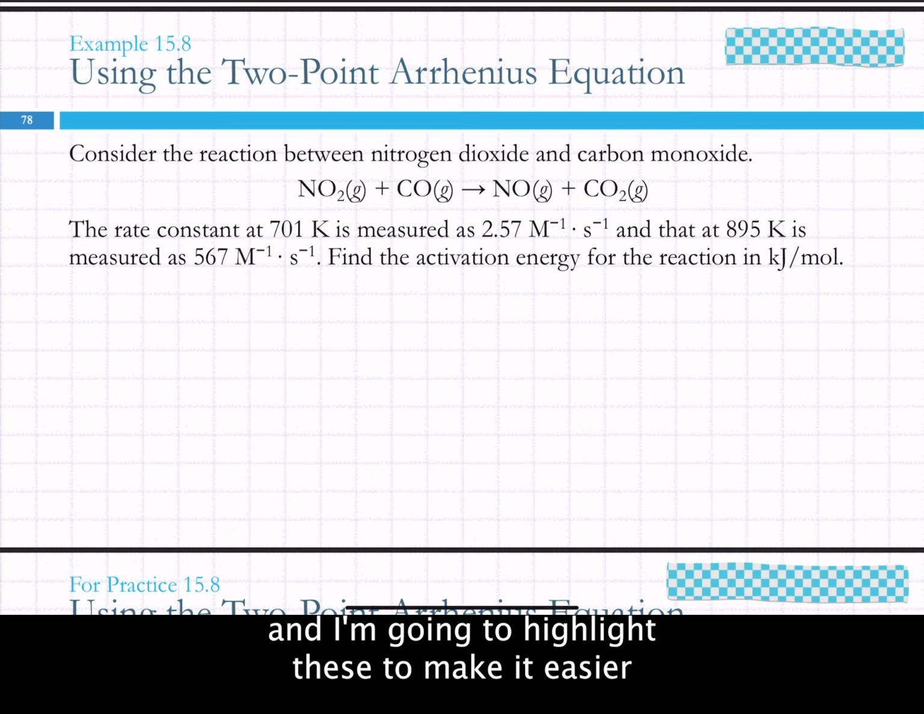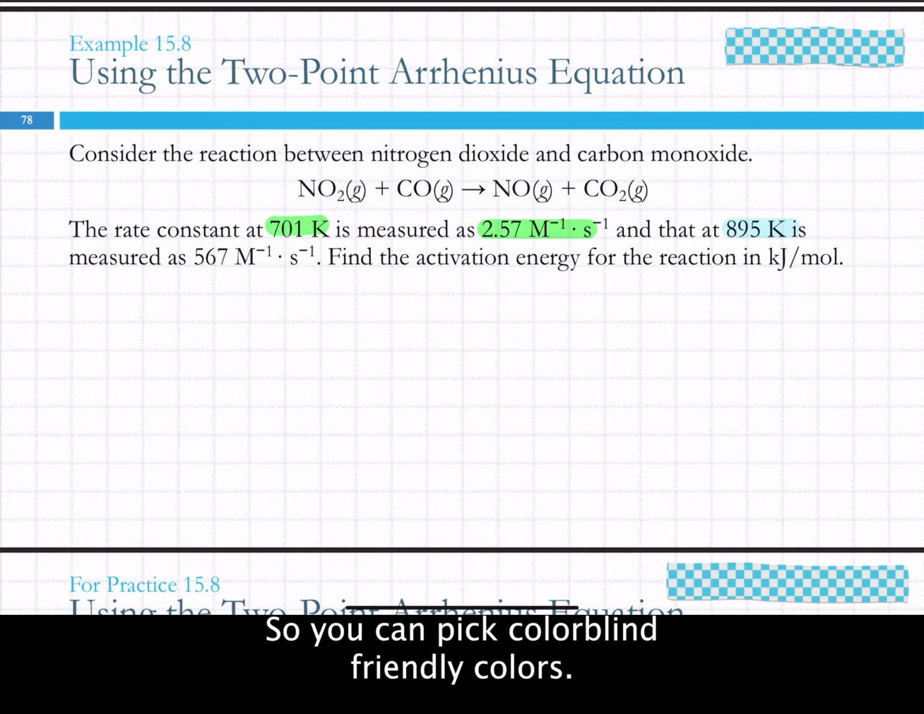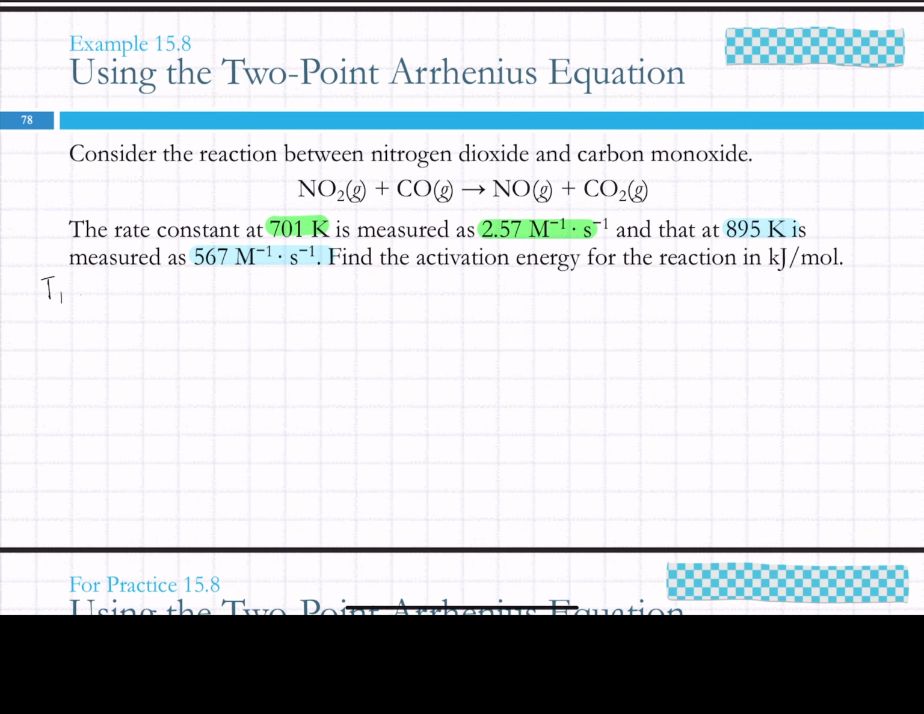So we've got, and I'm going to highlight these to make it easier to track. Let's see, can I pick colorblind friendly colors? So we've got the rate constant at 701 K. We might even want to say, let's just call this T1, 701 K, K1 is 2.57. T2 is 895, K2 is 567.